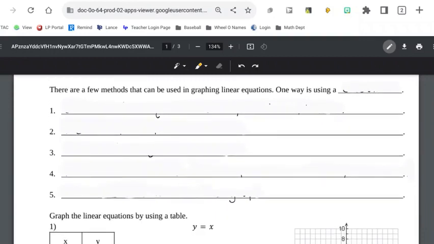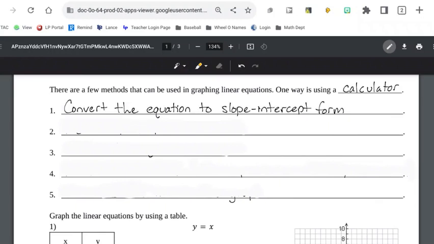Okay, so there are a few methods that can be used in graphing linear equations. One way is by using a calculator. So you're going to need your TI-84 graphing calculators to do this, so make sure you have those available. We're going to run through the steps first. So to graph on your calculator, step 1, you're going to convert the equation to slope-intercept form, right? That's y equals mx plus b. You want to solve for y and get y by itself.